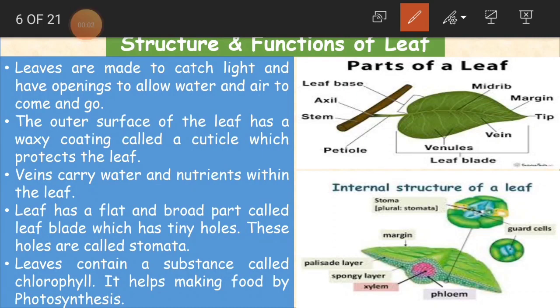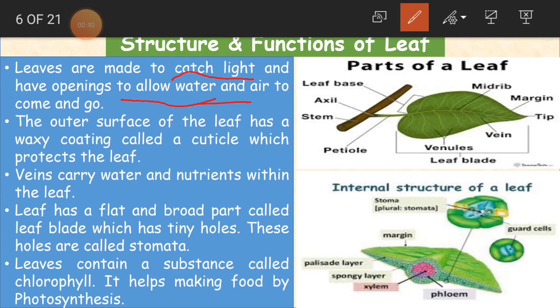Now we'll see the structure and functions of a leaf. Leaves are made to catch light and have openings to allow water and air to come and go. Where do they get light from? They get light from the sun. So they are going to catch the sunlight, and they have openings. Why? To allow water and air. Like rainwater, or also we pour water to the plants.